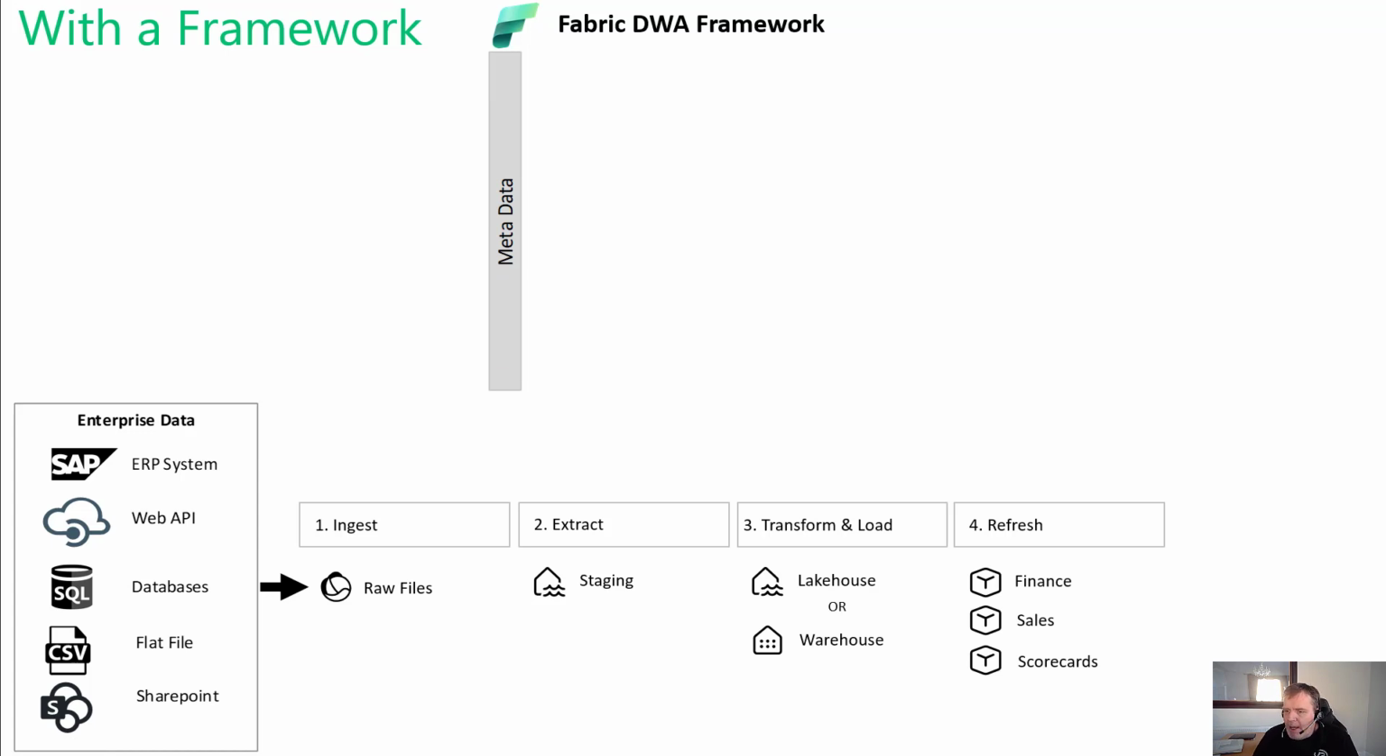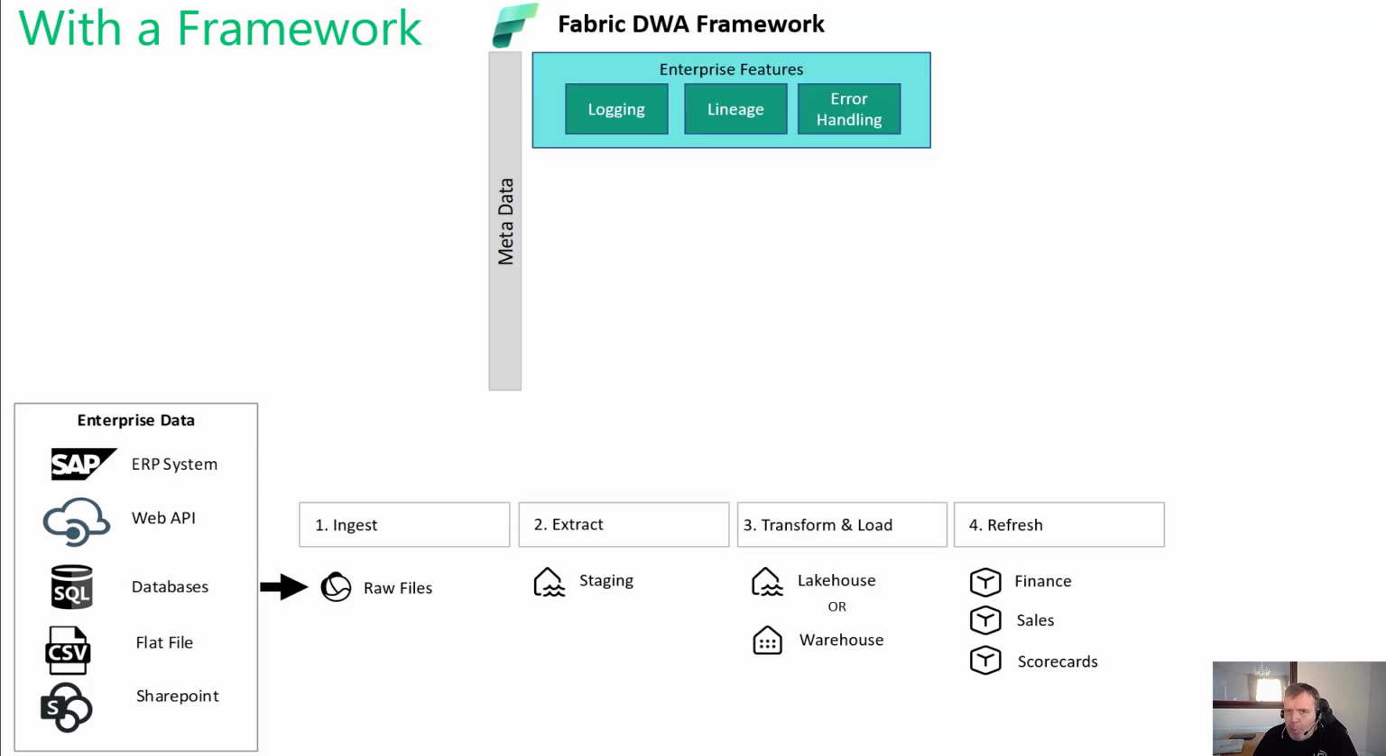So once an artifact has been written, it'll be reused by just registering its second use in metadata tables. There will be one set of enterprise features for login, lineage, and error handling that the developer of the artifacts won't even see or know about. It's hidden away, it's part of the framework, right?